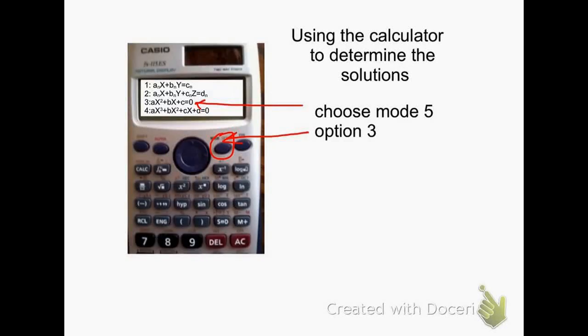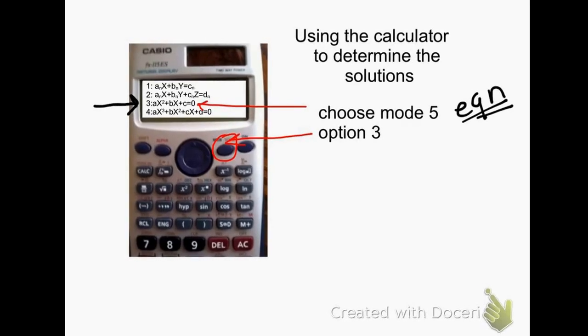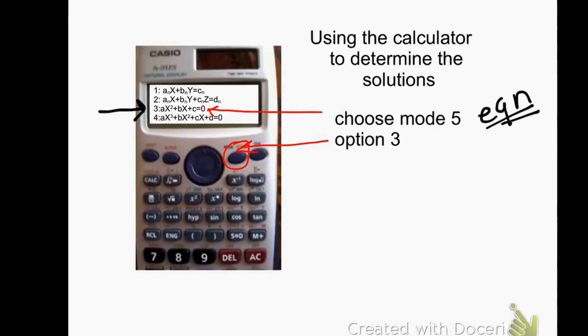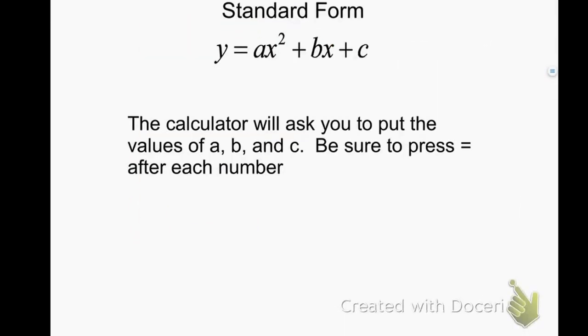Alright, today I'm going to teach you how to use the calculator to determine the solutions. You want to use mode 5 because it says equations. And you're going to choose option 3 because option 3 is your quadratic option. That's the one with the x squared. So you want to go ahead and get your calculator out and choose mode 5, option 3. And we're going to work on these.